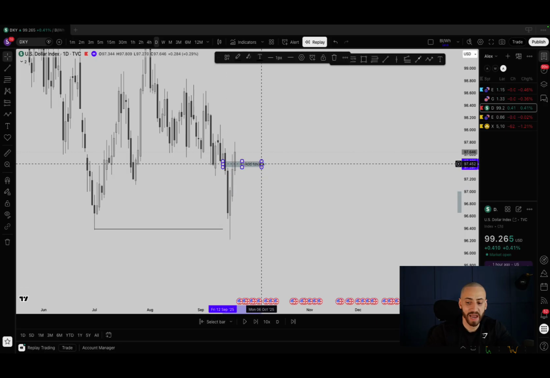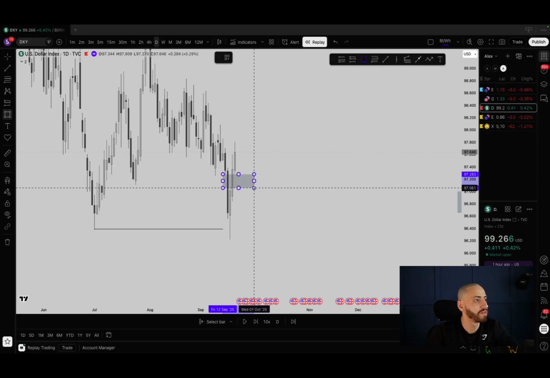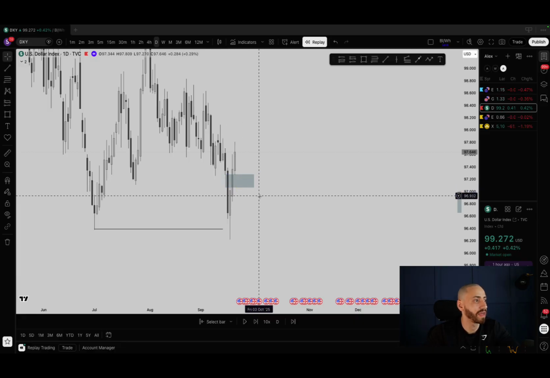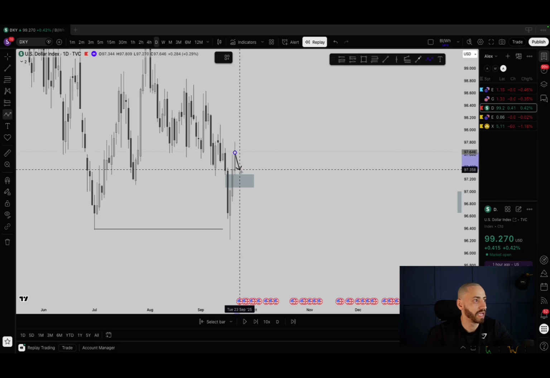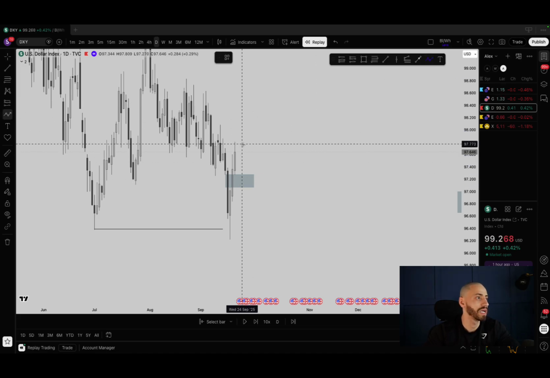But what we've now got is an inverse fair value gap here, right? This bullish fair value gap here. And that could be a potential area that price is now seeking, right? Because we know it likes to seek liquidity or fair value gaps. So same principle applies. Is it going to come in, respect it and push away? Or is it going to run through it?